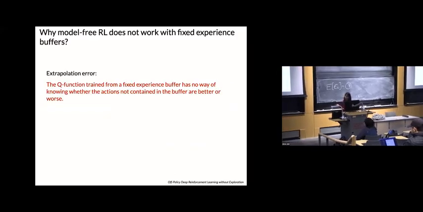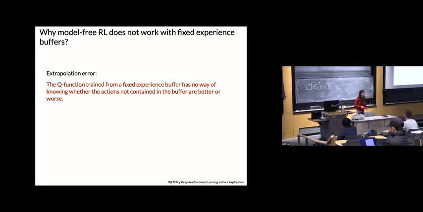So this is exactly what's called extrapolation error. The Q function trained from a fixed experience buffer has no way to know whether the actions not contained in the buffer are better or worse. That's the thing. The actions that don't show up in the buffer may well have much higher Q values, and you don't have a clue about that.